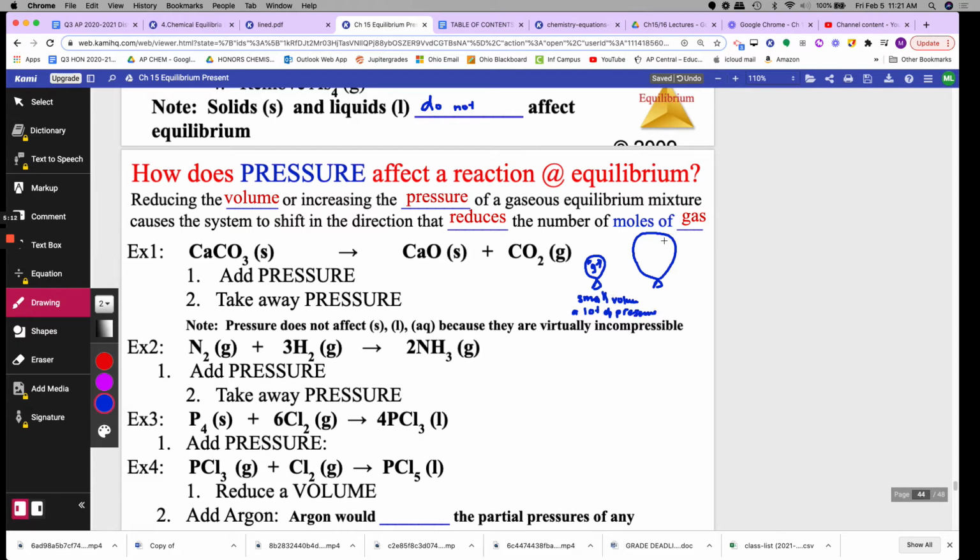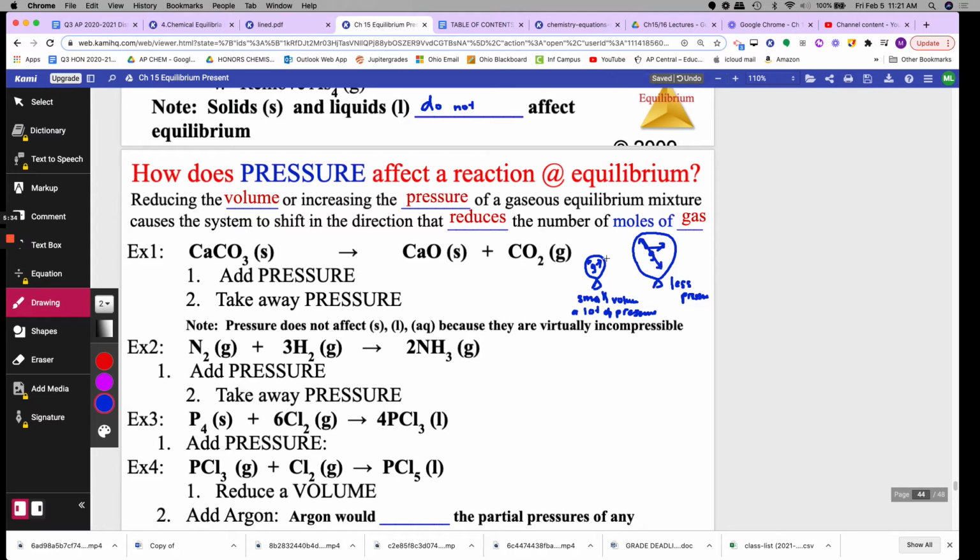Okay? In a bigger volume, your gas molecule is free and there is less pressure. There's less pressure in the bigger balloon. Again, I'm pretending that the balloon is rigid. It can't get bigger or smaller, okay?